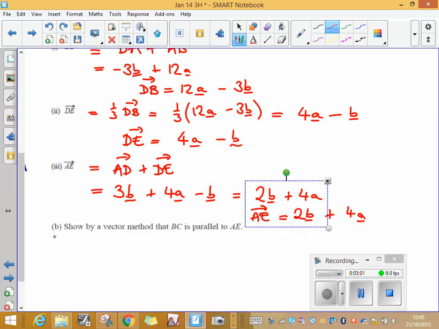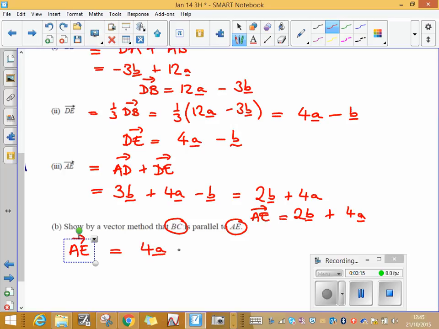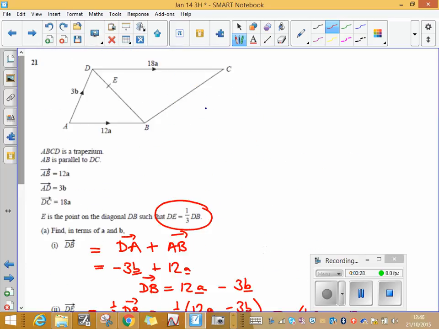Question now says use a vector method to show that BC is parallel to AE. Well, surprise, surprise, I have just found the vector AE, and AE is the same as 4a plus 2b. Let's write it the alphabetical way because it's probably going to be easier. And if I want to use a vector method, I know the vector AE, I'm going to find now the vector BC.